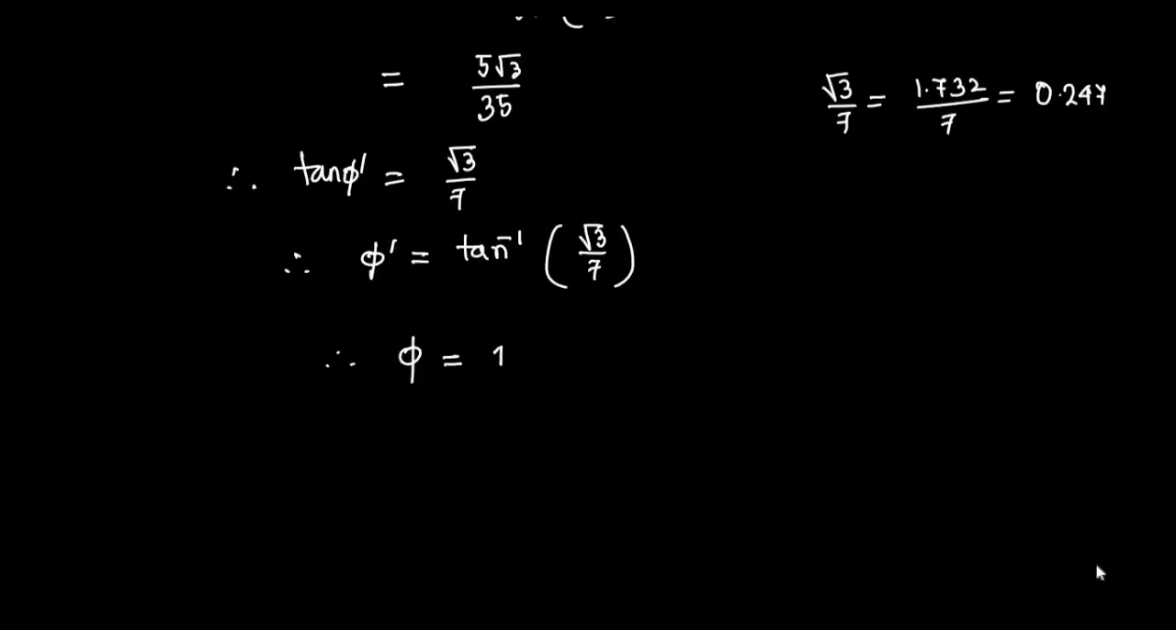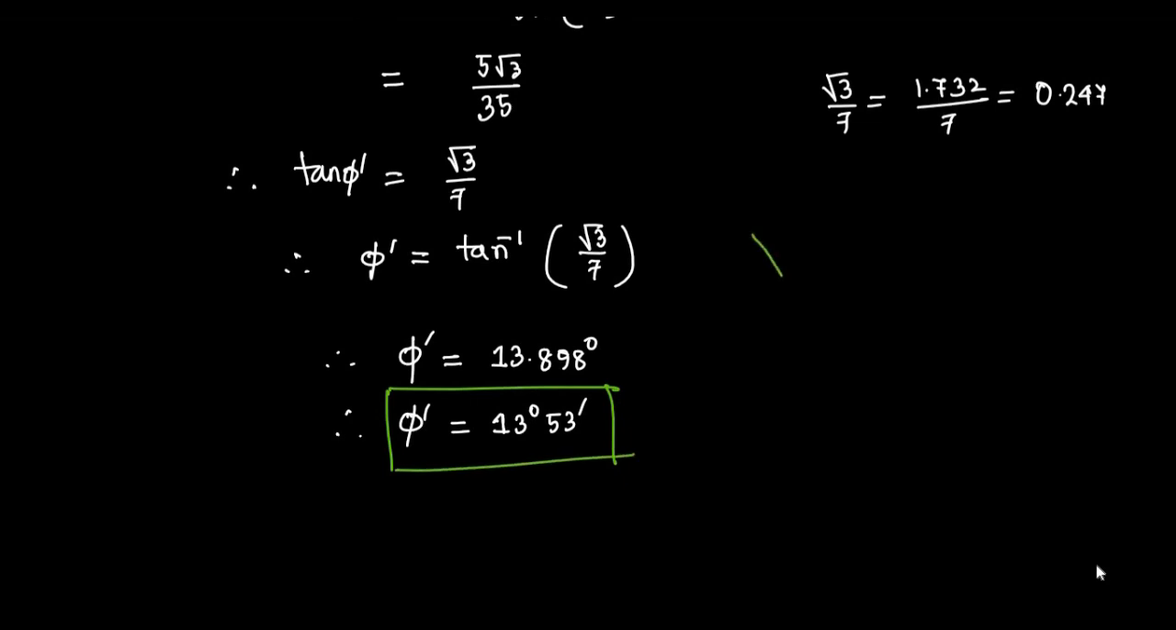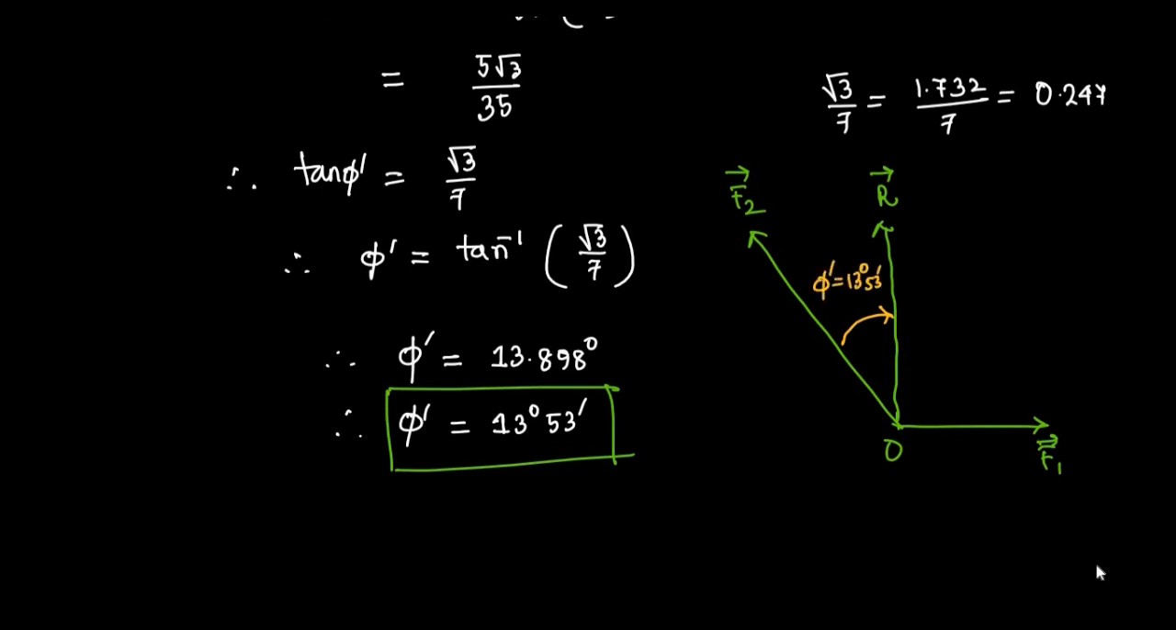Therefore, phi dash will be equal 13.898 degree. Phi dash is equal 13.898 degree. Therefore, phi dash is equal 13 degree 53 minutes. So F2 is acting and F1 is acting at an angle 120 degree with F2, and the resultant force vector R acts at an angle phi dash equal 13 degree 53 minutes.